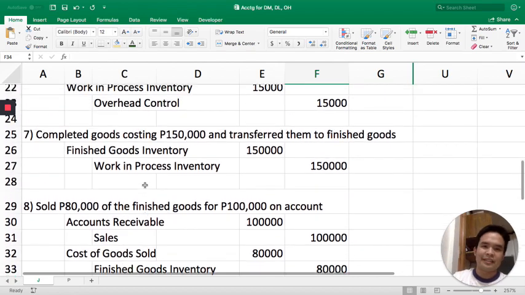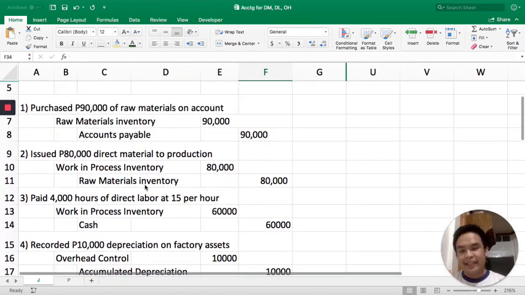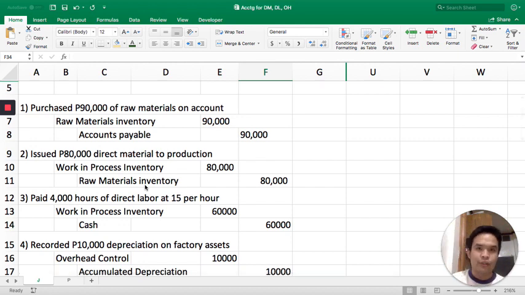So, done. That's it. So, those are the basic entries on how to record materials, labor, and overhead. It would be advisable that you practice these things kasi only with practice will you familiarize them and magiging madali na lang para sa'yo.